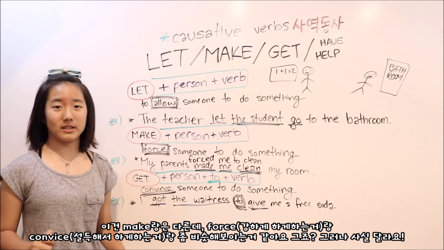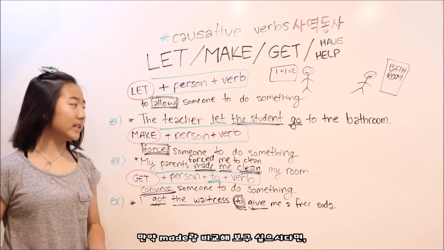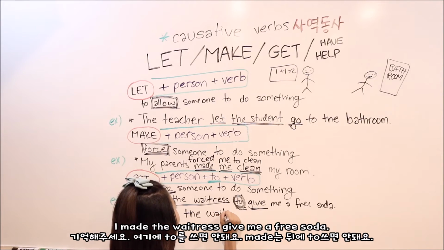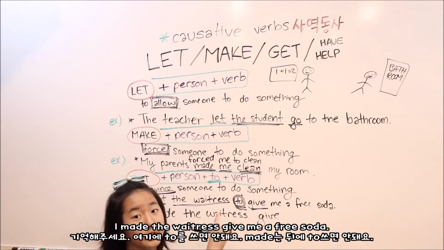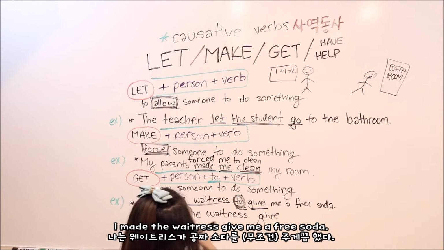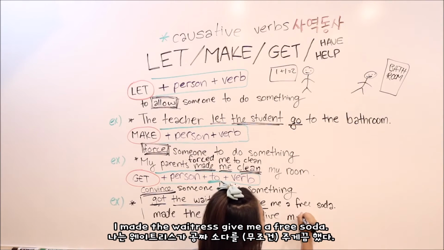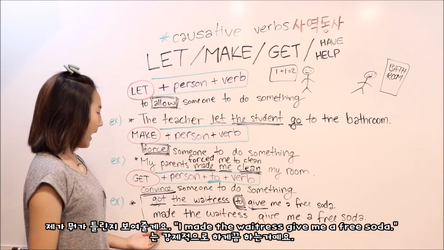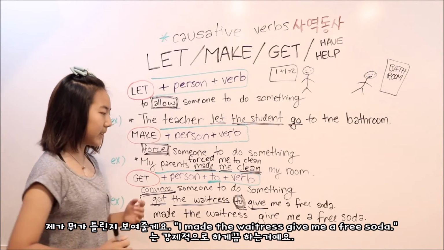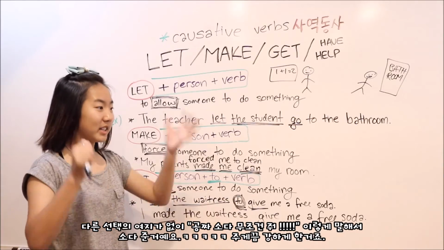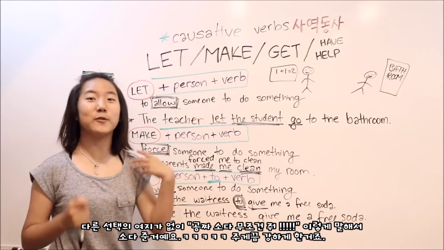But it's actually different. And if we were to compare it with made, I made the waitress give. Remember to not use the to because made does not have a to there. I made the waitress give me a free soda. And I'll show you guys how it's different. I made the waitress give me a free soda means that you have to force them. They had no choice. You're like, give me that soda, and they give you it, and you force them to.